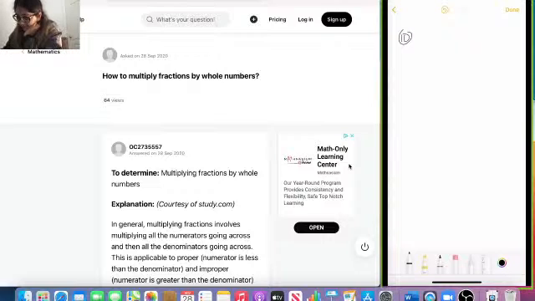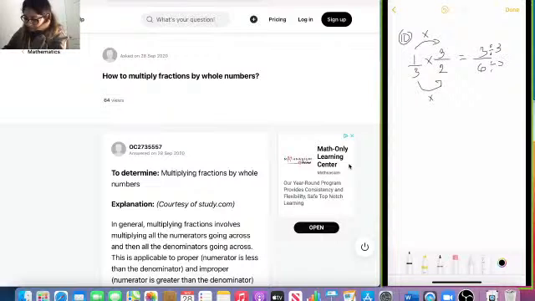An example we can see here: let's say we have 1/3 times 3/2. You multiply the top and the top, and multiply the bottom, and you get 3/6, which you can also simplify even more, right? Divide both by 3, and you get 1/2.